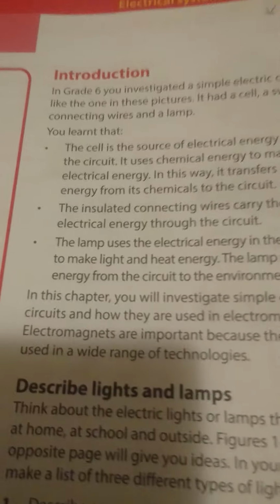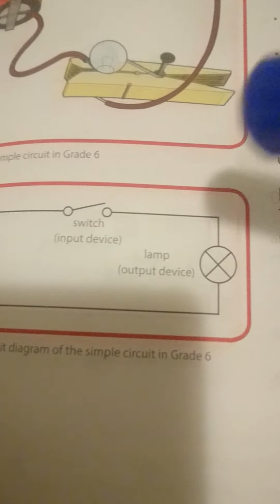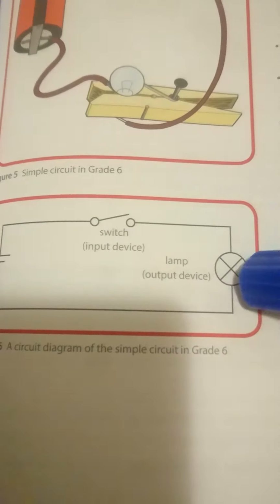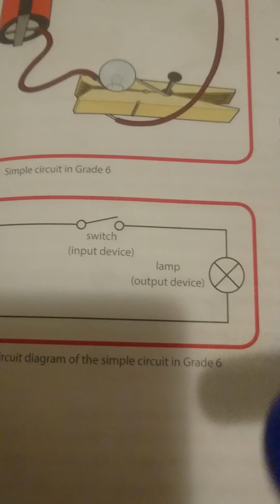Now you have covered this in grade 6, so I'm just going to go over things that you should know already, okay? Now in a circuit, a simple circuit, for example this one here, these are circuit symbols. And this is a simple circuit. Here we have our cell, here we have our switch, and here we have our output device, which is in this case a lamp.